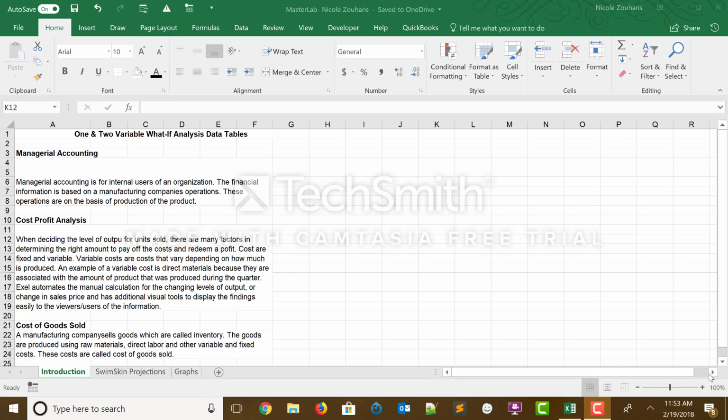The users of this information are managerial accountants. You also may be learning this in your managerial accounting class in higher education. So I'm just going to give you a second to look over these few terms and then we will begin.